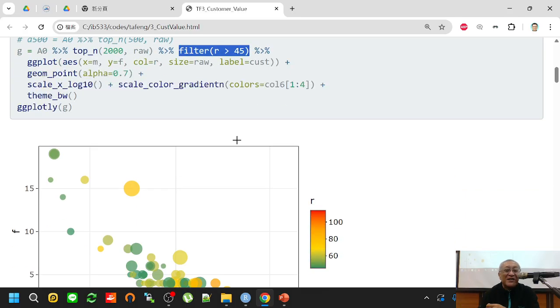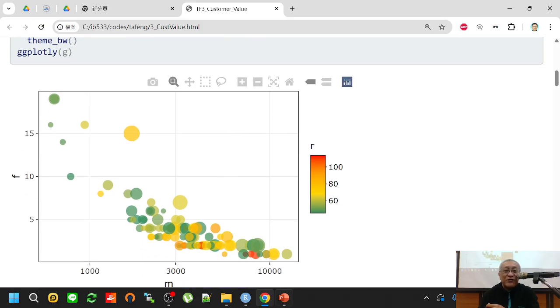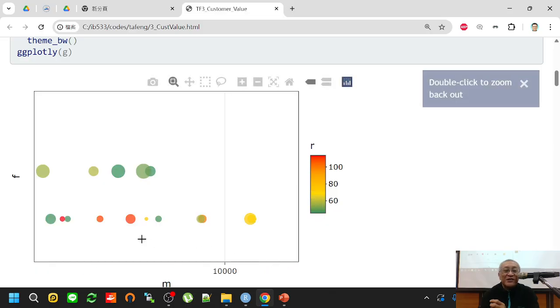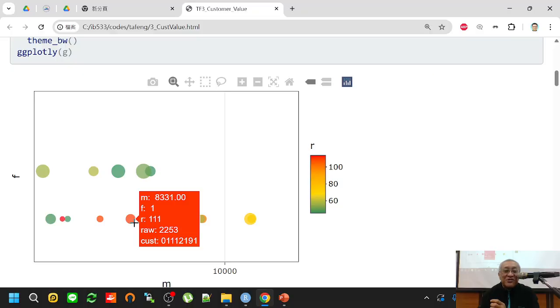But if they did not buy from us for a long time, this ggplot has an advantage: you can zoom in. So you can see that this customer generated about $22,200 profit to us, but it happened about 3-4 months ago. If we don't do something about this customer, they might not come back again.